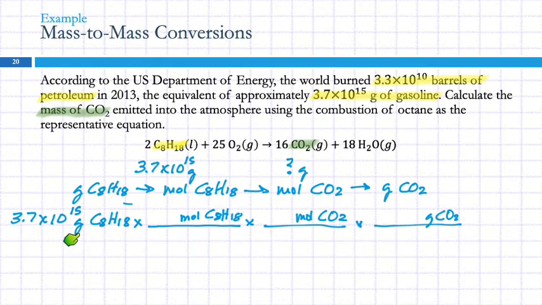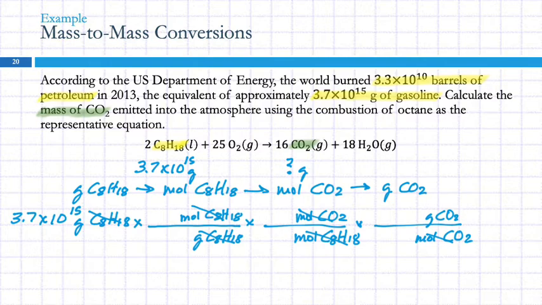I need this unit to go away, so I'm going to divide by that. So I'm going to divide by grams of C8H18, so that those cancel out. And I'm going to divide by moles of C8H18, so those cancel out. And I'm going to divide by moles of CO2, and those cancel out. Now we have 3 conversion factors that we need numbers for.